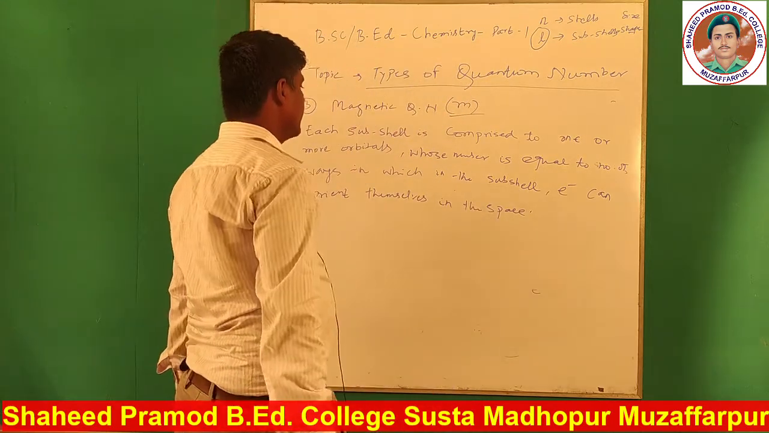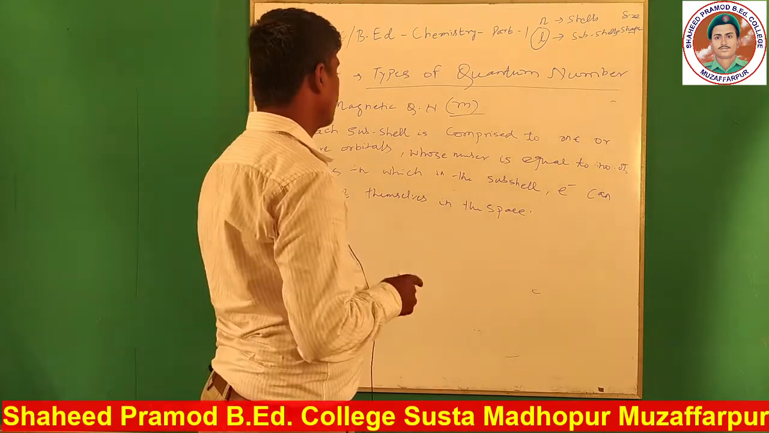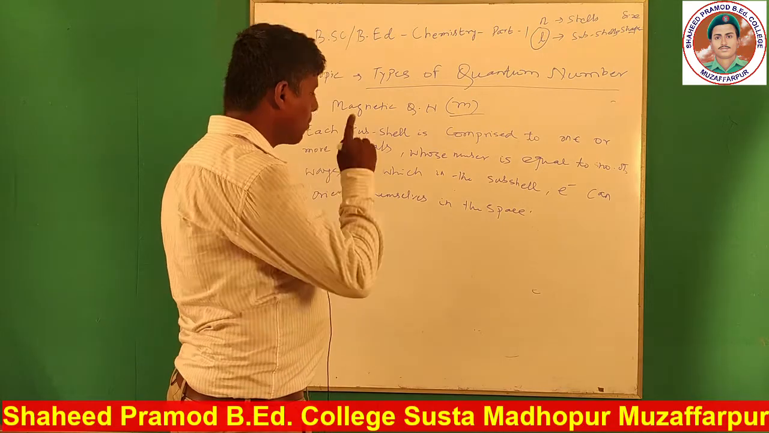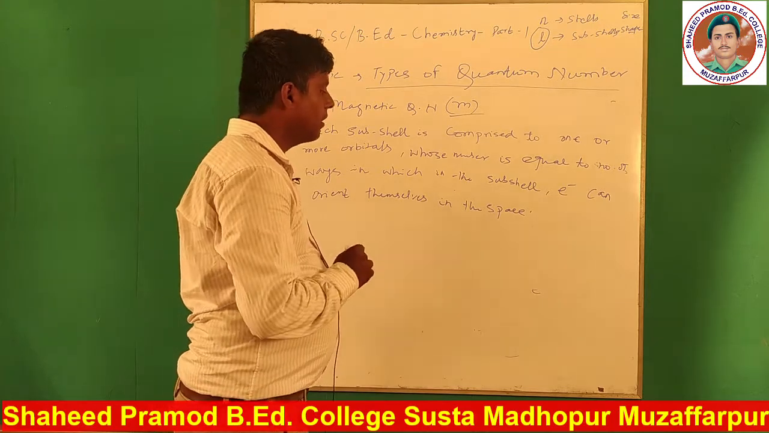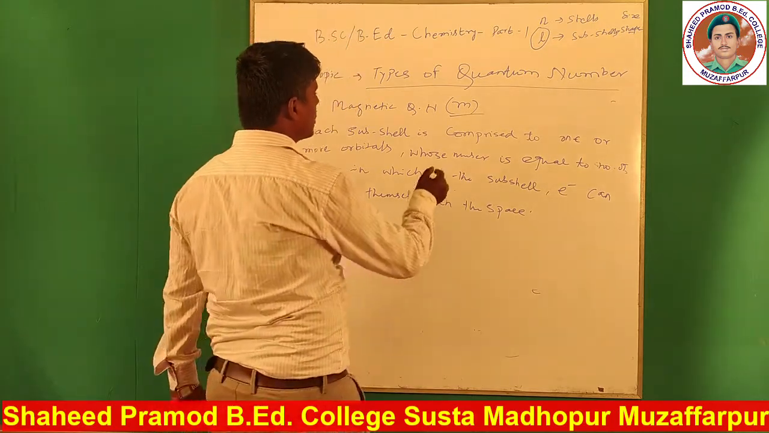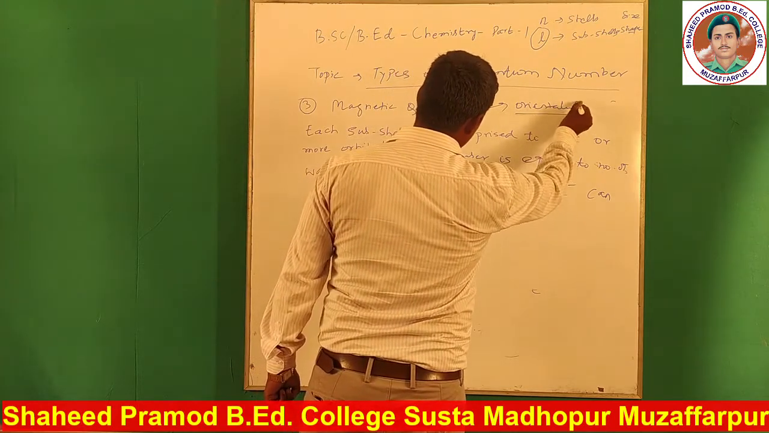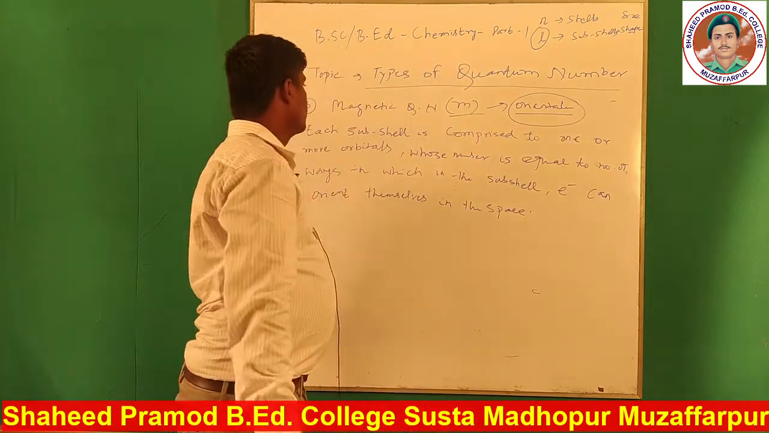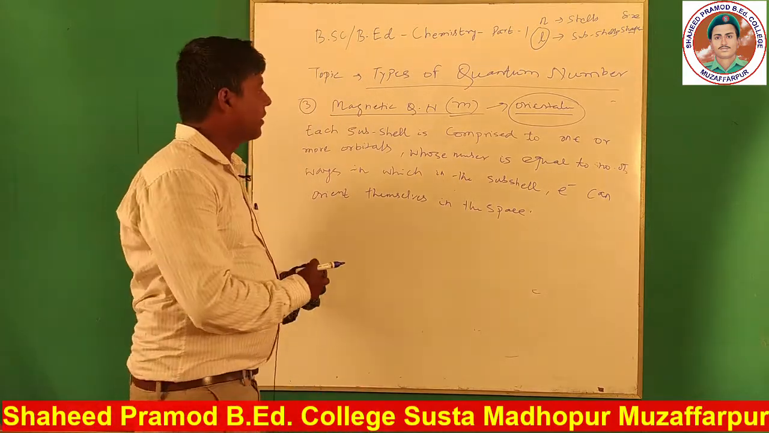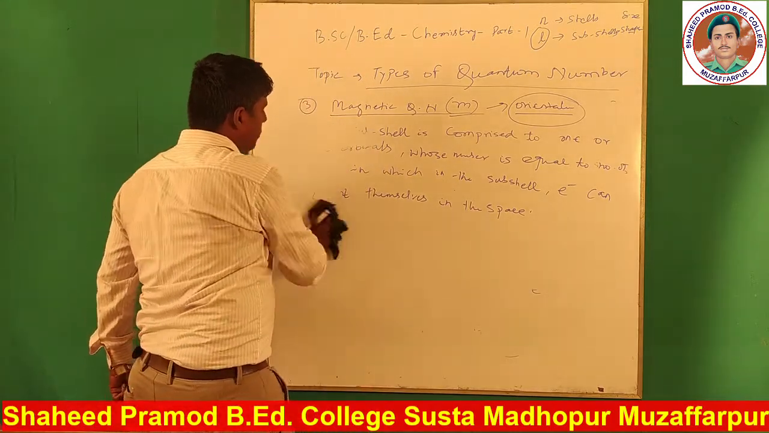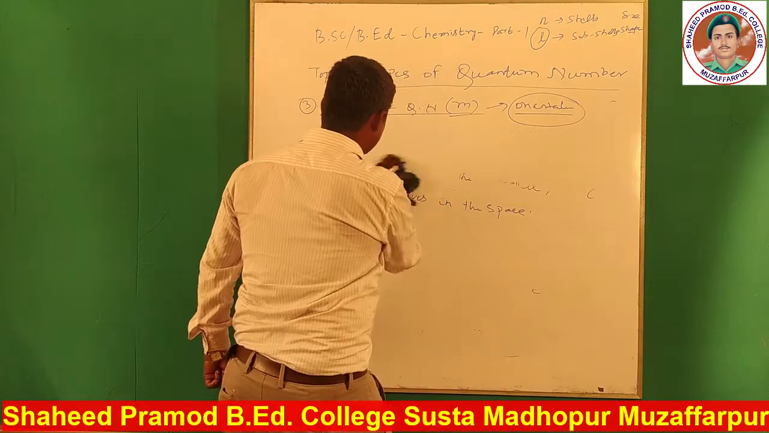So, in other words, you can say each subcell is comprised of one or more orbitals, in which the number of orbitals is equal to the number of ways in which electron can orient themselves in the space. So, that is why I have already told you it gives the orientation of electron in the orbitals. Okay. So, this is the magnetic quantum number. Now, let us see the range of magnetic quantum number.